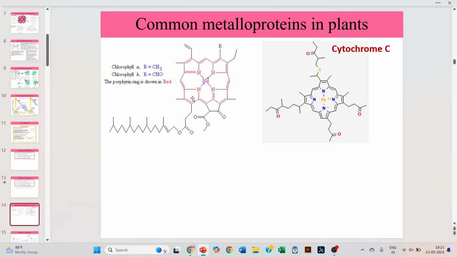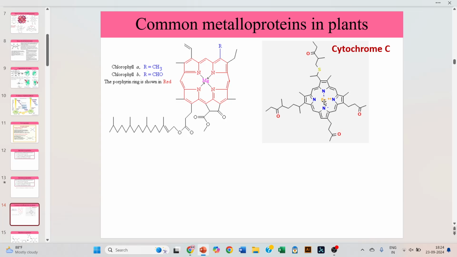Now we will look at the structure of chlorophyll. Chlorophyll requires Mg2+ to function, right? Chlorophyll a has CH3 as this R group, and chlorophyll b has CHO as this R group, and the porphyrin ring is shown in red. Okay, and this is the hydrophobic tail.